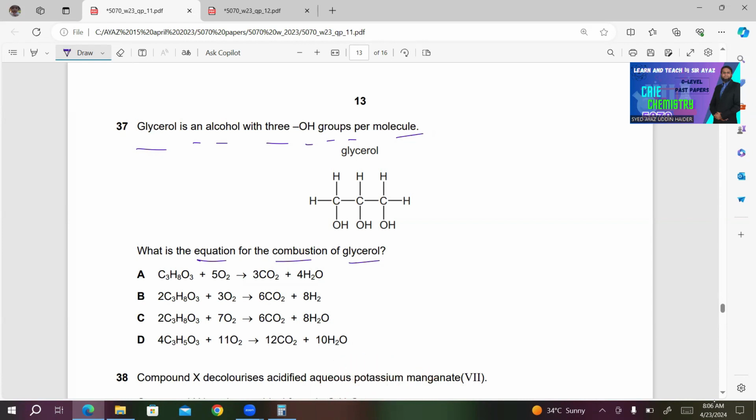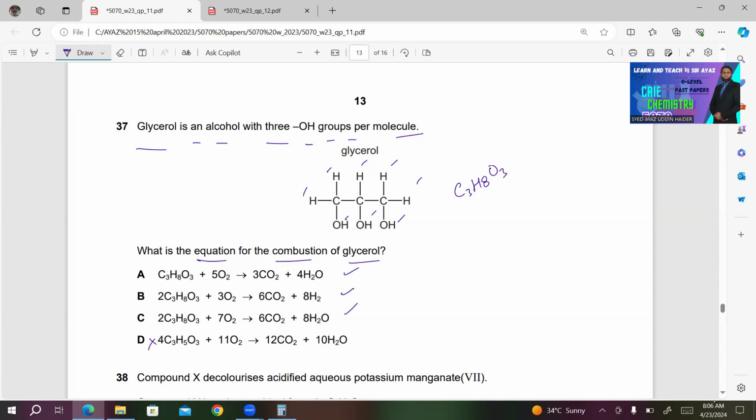I'm going to write the molecular formulas. This will help you narrow down your choices. So we have 3 carbon atoms, C3. How many hydrogen atoms? 1, 2, 3, 4, 5, 6, 7, 8. H8. Oxygen 3, O3. C3H8O3. So D must be the incorrect answer. We are left with A, B, and C. One of these is correct.